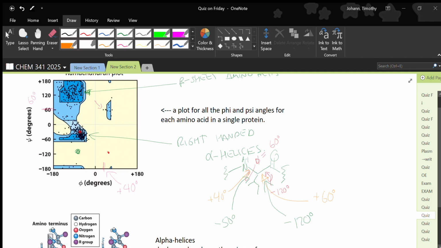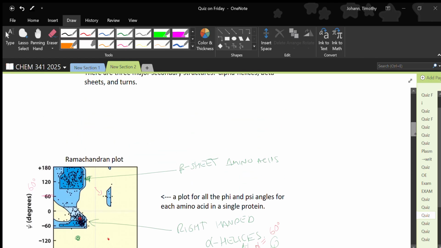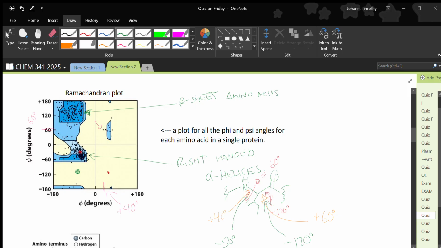Would you ask us if it was right-handed or left-handed? I could ask you what secondary structure it is, but I would have those labeled if that was the case. This figure doesn't have them labeled. Well, it does actually, but not officially. If I'd been more careful with the angles and made this plus 120, this dot would have been up here, and then you would have told me it was a beta sheet.